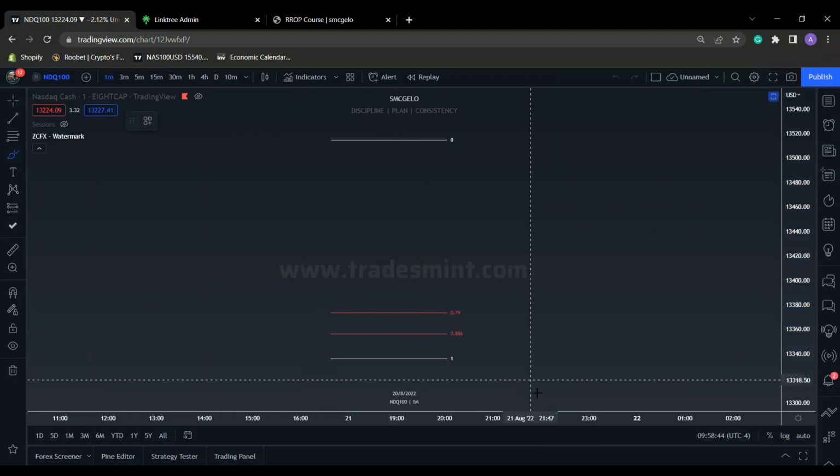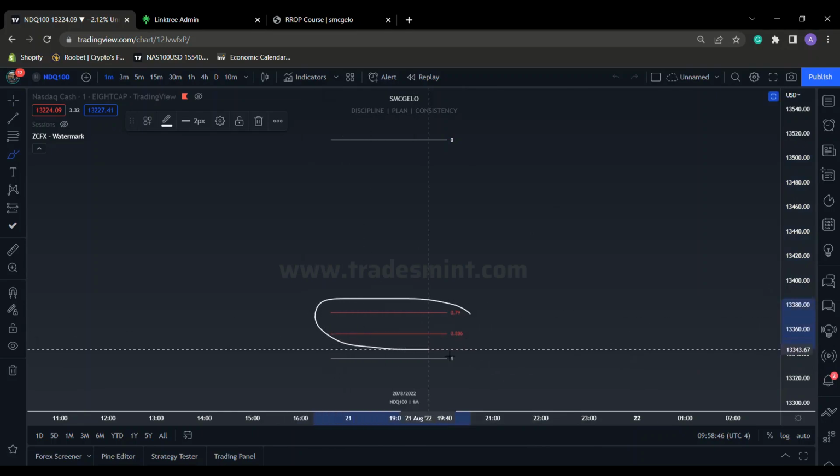You want to enter off this zone. Okay, that's it.